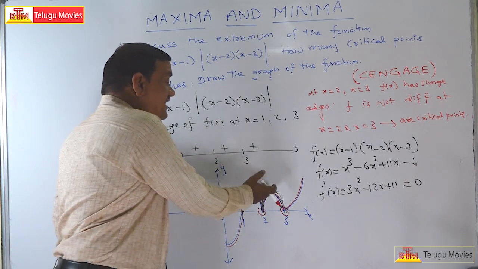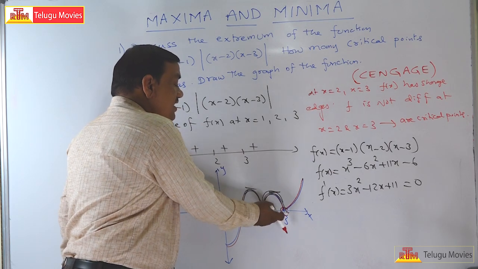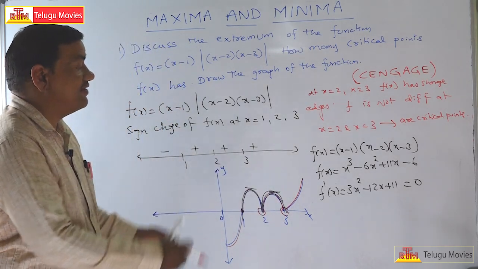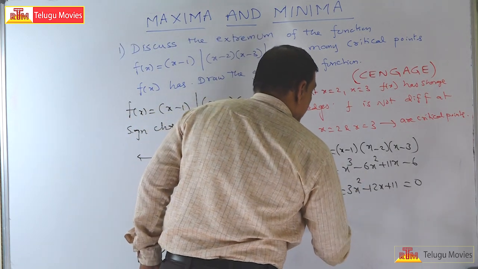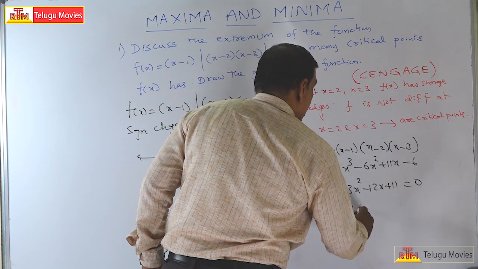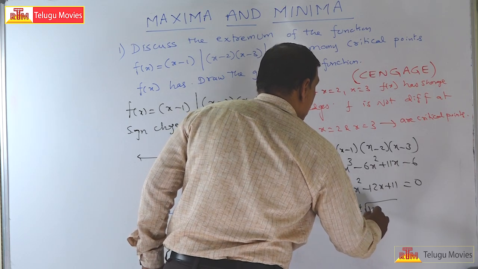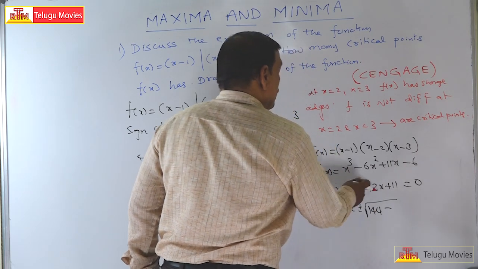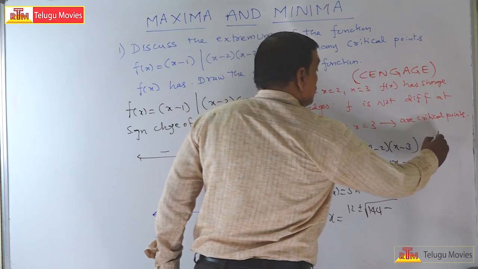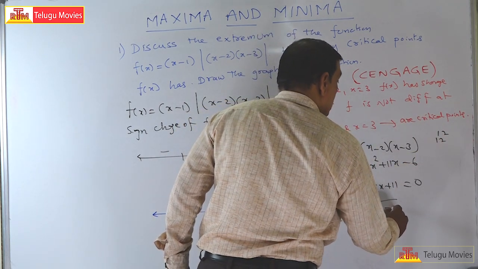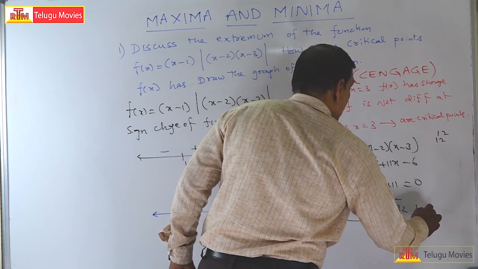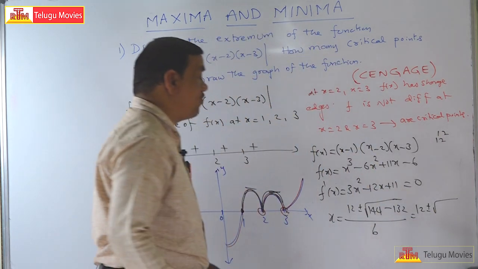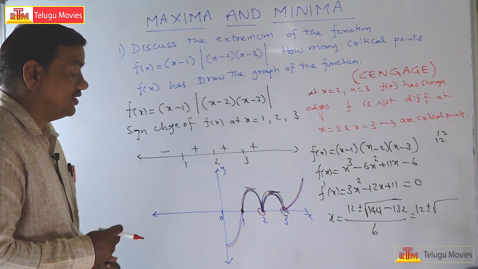Because if you draw a tangent at this point, these are parallel to the x-axis. Therefore, f dash of x is equal to 0. So, this is a quadratic equation. If you solve, x is equal to minus b plus or minus root of b square, that is 144, minus 4ac. 4 3s are 12, 12 11s are 132, by 6. This is equal to 12 plus or minus root of 144 minus 132.